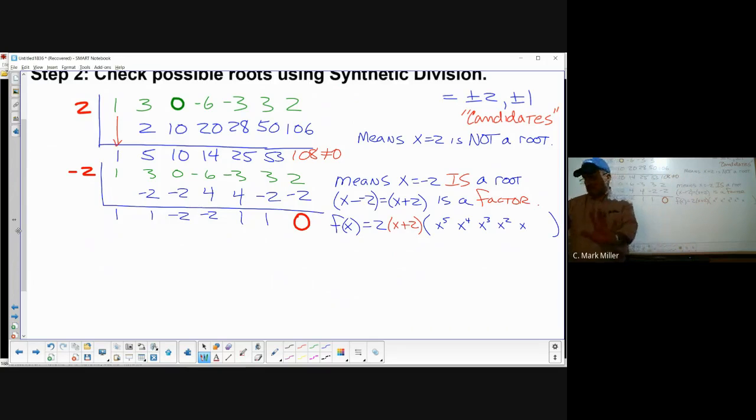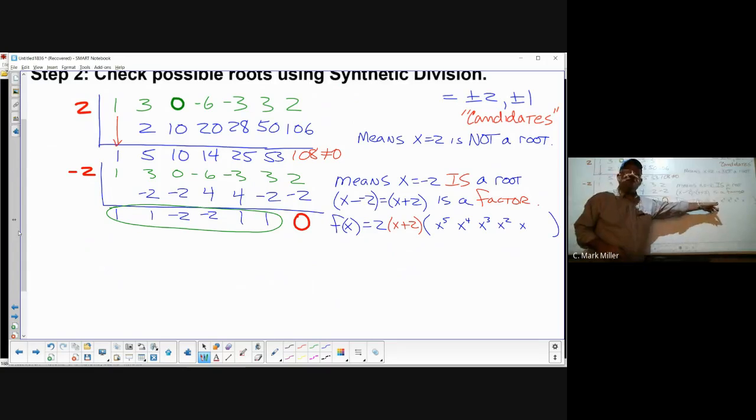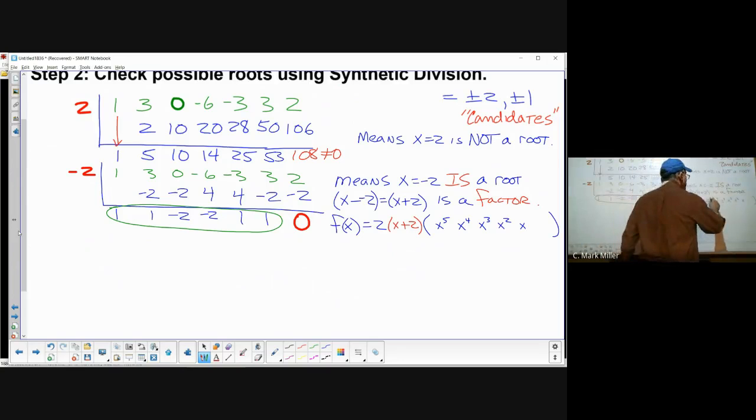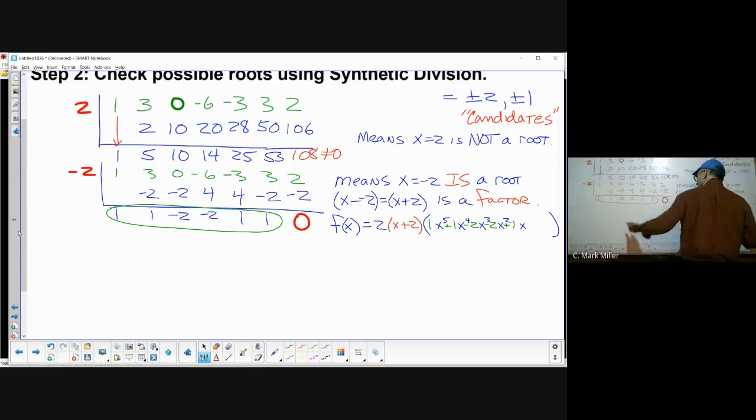We don't know what the coefficients are. Where do we get the coefficients? These are the coefficients right here. These numbers go in front of these powers of x. The first one's a 1. The next one, plus 1. Next one, minus 2. The next one, minus 2. The next one, plus 1. The next one, plus 1.